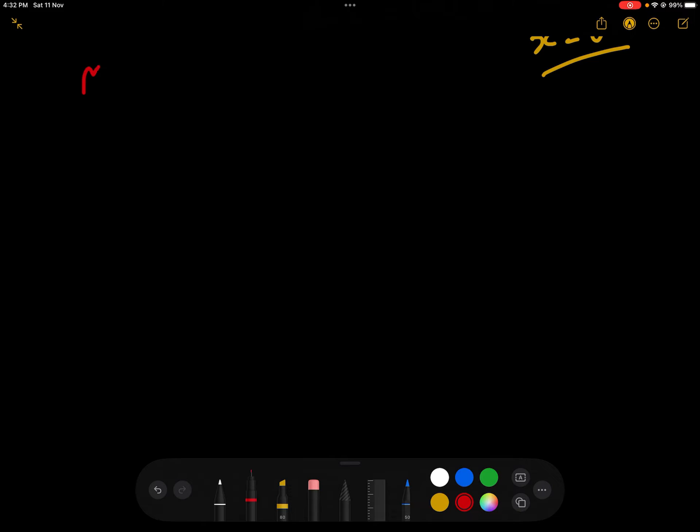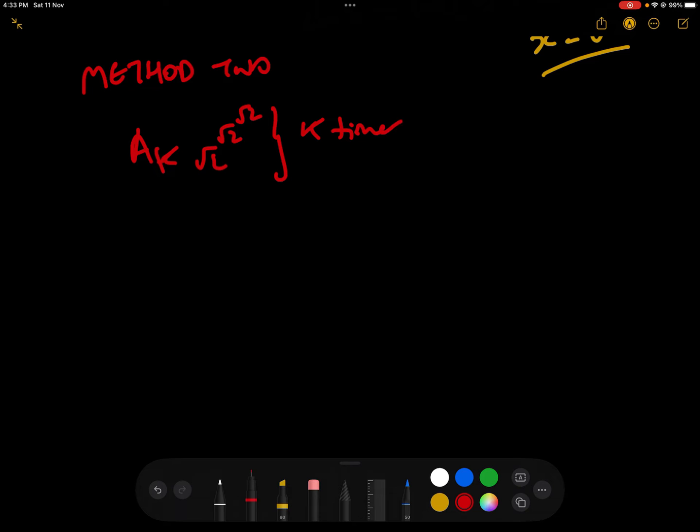So let's have a look at method 2. Method 2 is by induction, and method 2 also doesn't actually prove that it does equal 2. It just proves that it converges to something less than 2, and we do that by induction. So let's just say that we have a tower, a_k, which is root 2 to the power of root 2 to the power of root 2, k times. And let us assume, as this is induction, that a_k is less than or equal to 2.